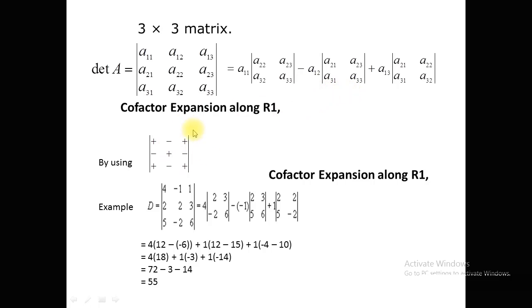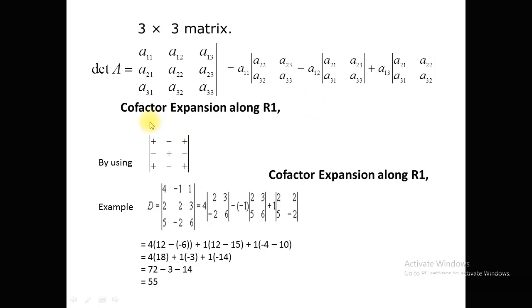Dear students, these are the series of symbols for the determinant by using cofactor expansion. If you want to find the determinant by the first column, then the first cofactor will be positive, the second cofactor will be negative, and the third cofactor will be positive. If you want to find the determinant of this matrix by using the second row, then the first cofactor will be negative, the second cofactor will be positive, and the third cofactor will be negative.